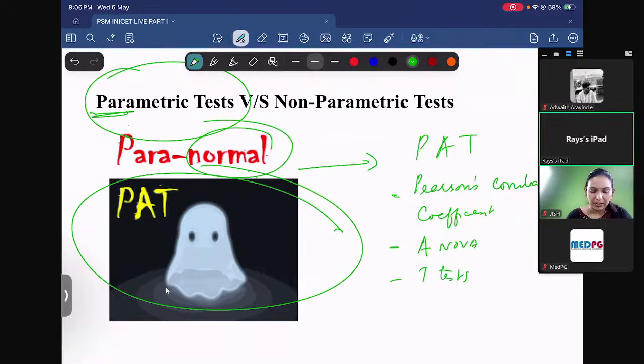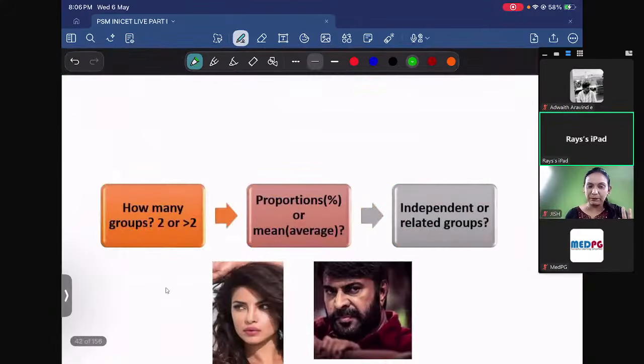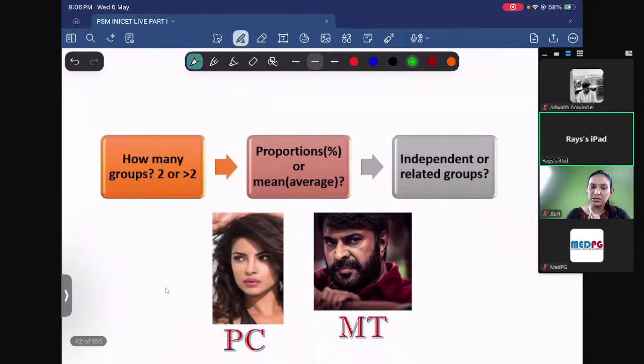Now, when you're given a situation, how would you identify which is the test? We have 3 simple steps for it. First step: how many groups are there? How many groups is the researcher studying? Second step: which type of data is being analyzed, quantitative or qualitative? And the third: whether the groups are related or independent. Just 3 steps. Follow them and you will be able to identify the test. First step, how many groups are there?